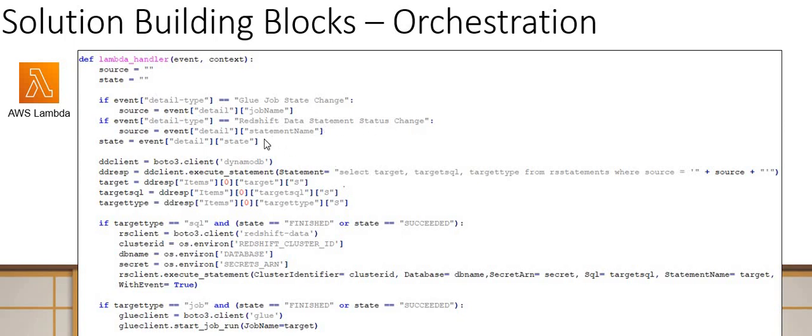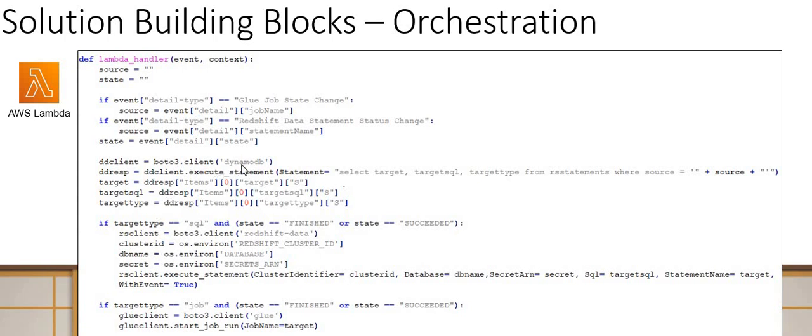change. And what you're doing here is that you first try to identify from which of the events this Lambda function has been called. If it is a job event, then you fetch the job name. And if it is the SQL statement event, then you fetch the statement name. Because of course, once you know the statement name, then only you know what next statement to call. Then I'm also fetching the state of the event, whether the state is succeeded or failed. If failed, of course, you want to do some kind of error handling, and in this case, I'm not doing it. I'm just taking the happy path.